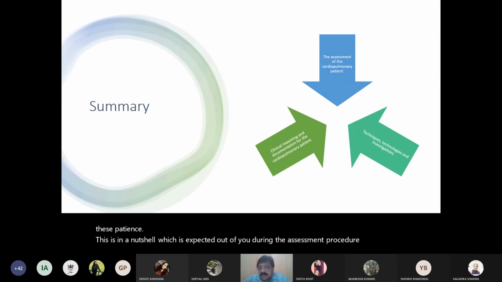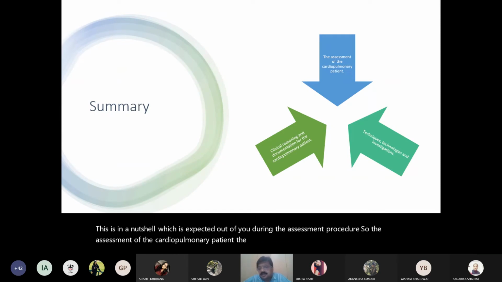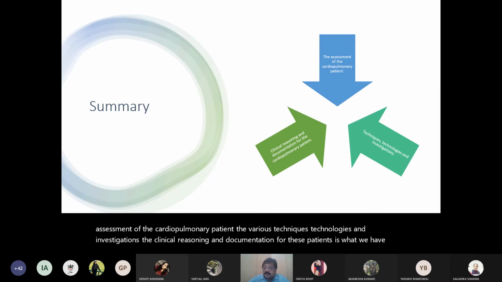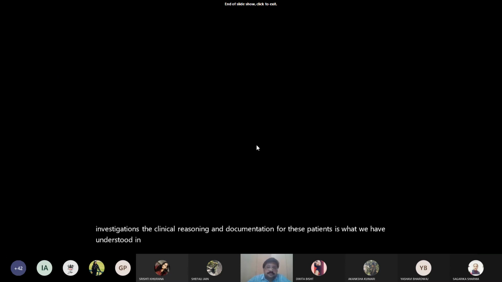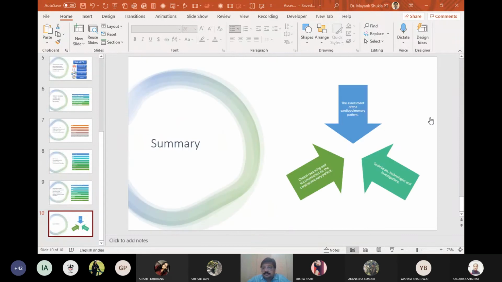So the assessment of the cardiopulmonary patient, the various techniques, technologies, and investigations, the clinical reasoning and documentation for these patients is what we have understood in this particular session. Now, we will have another session where we will try to cover some of the things which we would like to revise, and one investigation, I think PFT, we have not covered. We will cover that also in a subsequent class. If anybody wants to ask any question, they may ask right now.